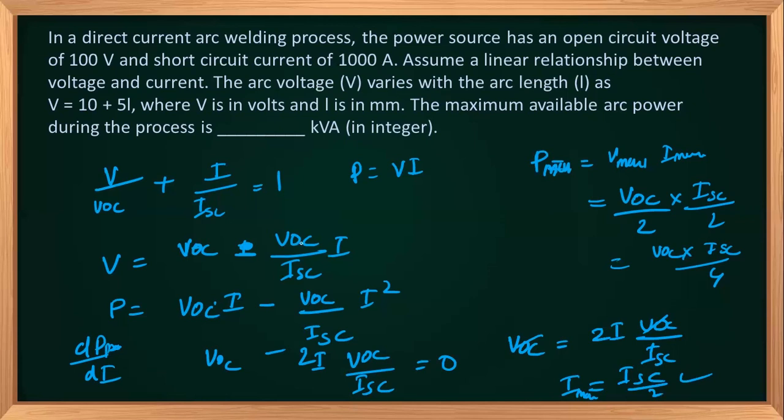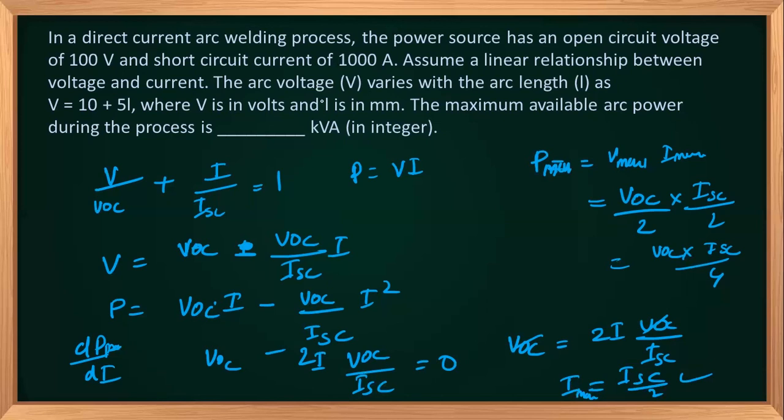Similarly, I'm not doing it here. You can put I in terms of VOC and ISC, and then differentiate P with respect to V, and you will get a similar thing: V max will be equal to VOC divided by 2, and that is how you get the formula.